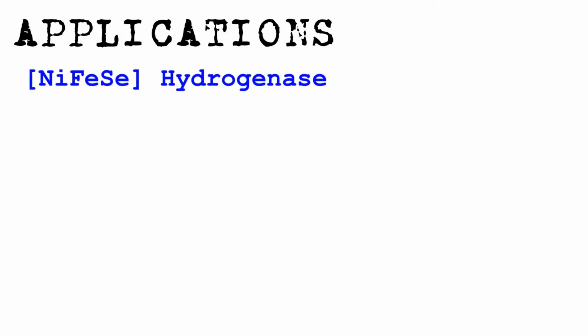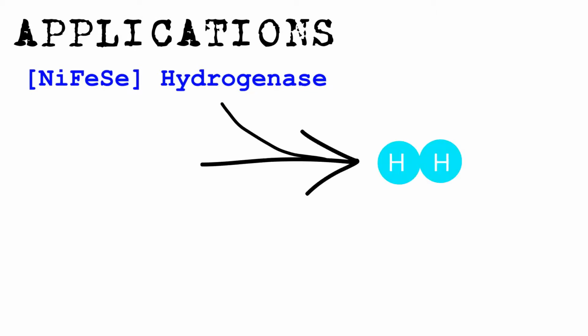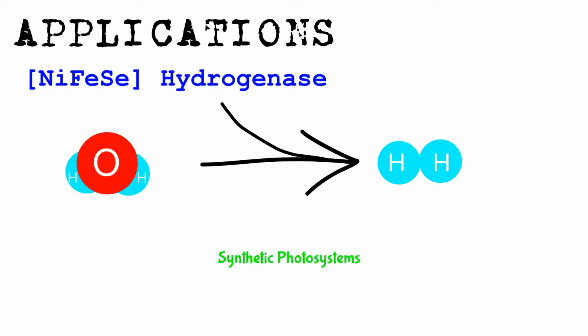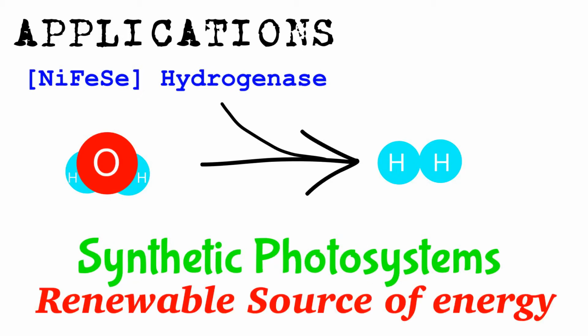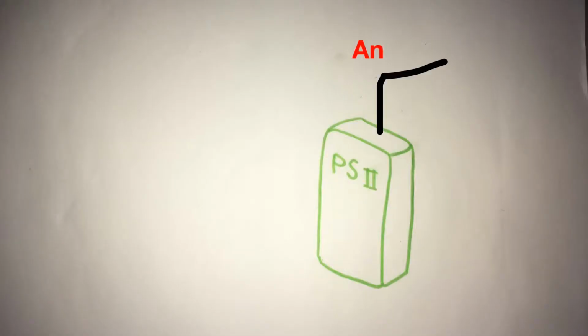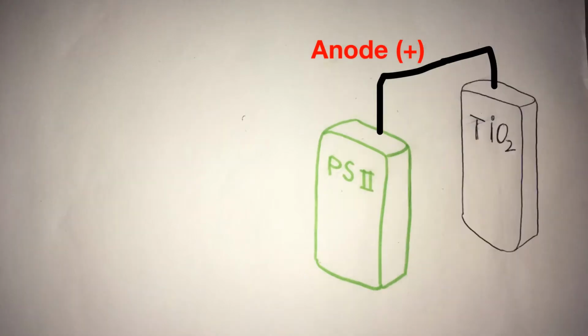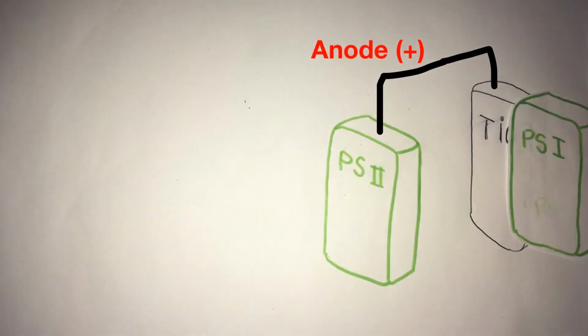Now moving on to the applications. The ability of nickel iron selenium hydrogenase to generate hydrogen from the splitting of water molecules can be used in synthetic photosystems to produce a renewable source of energy. An anode in photosystem 2 is linked to another anode made of titanium dioxide containing a synthetic dye whose role is to replace photosystem 1.